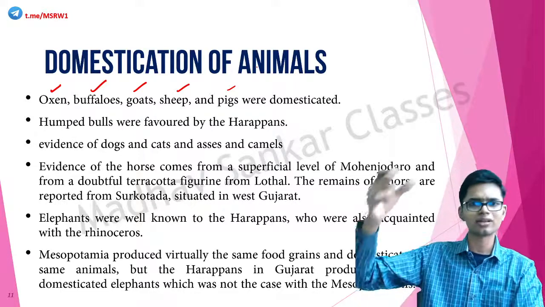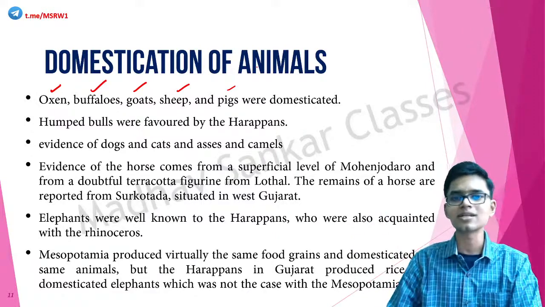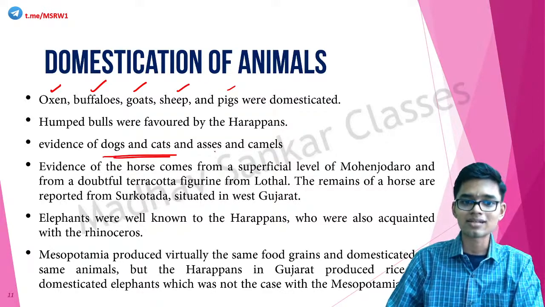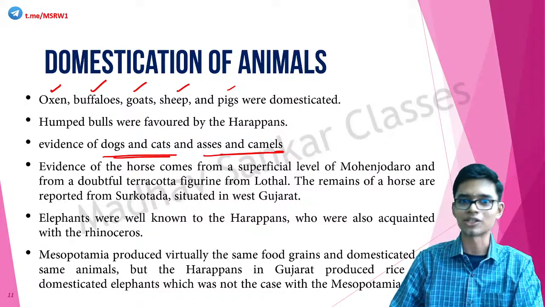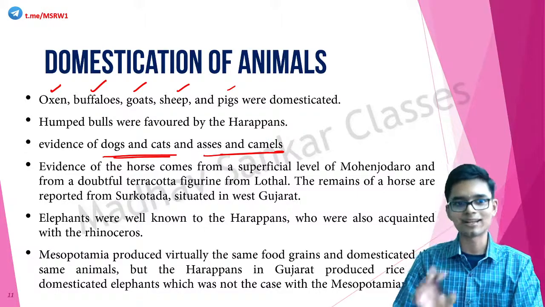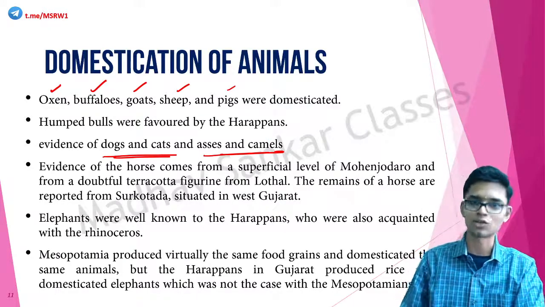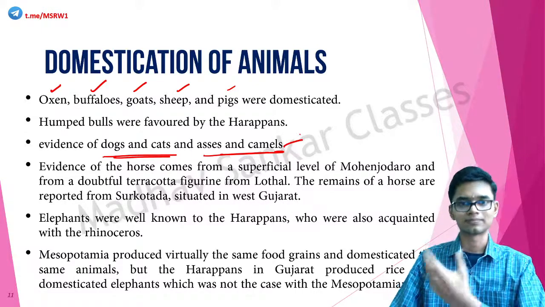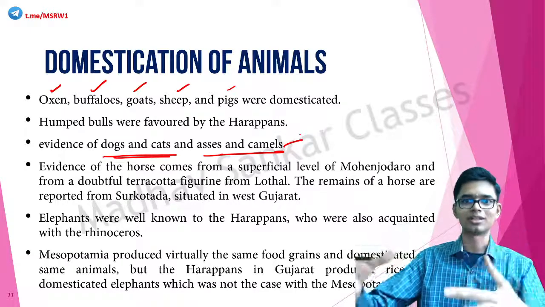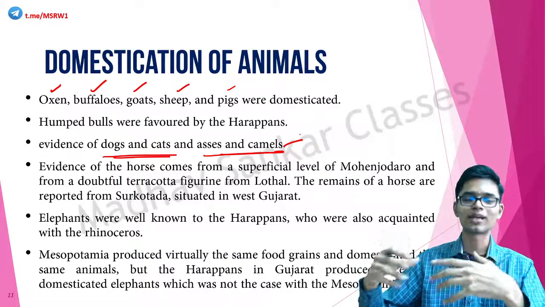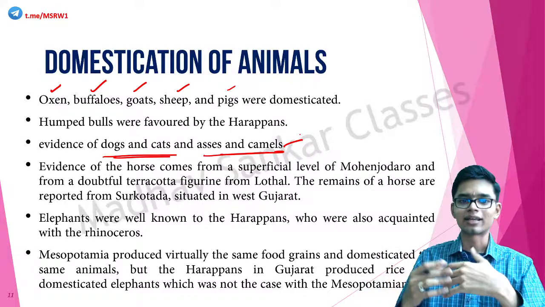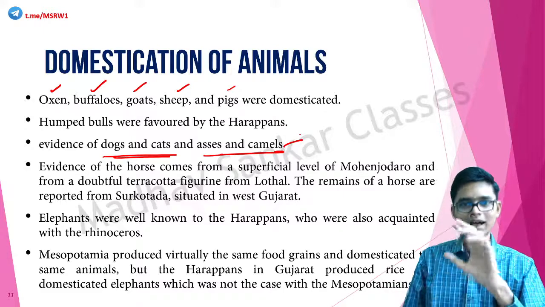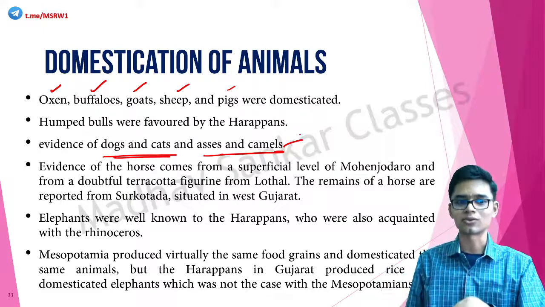These are the common animals that were domesticated by Harappans. So, just like now, even in those days, domestication of animals was a very prevalent practice. Evidence of dogs and cats, asses and camels, etc. were also available to historians. Okay, we have evidence that dogs and cats existed at that time, and Harappans knew about them. Asses and camels were probably used as a ship in the desert. I mean, used for carrying heavy weights. Even today, in modern days also, they are used for the same purposes. Harappans knew about these animals also.